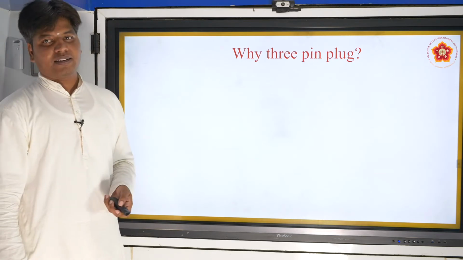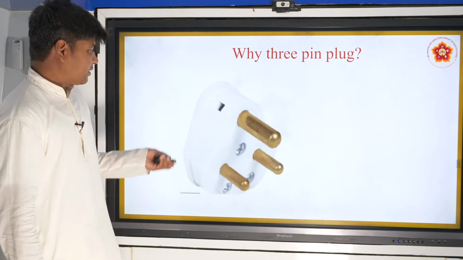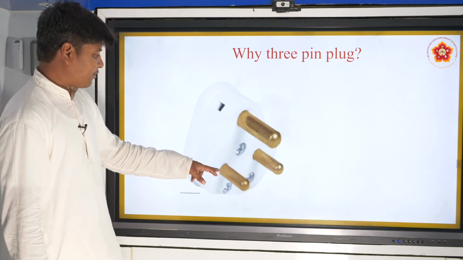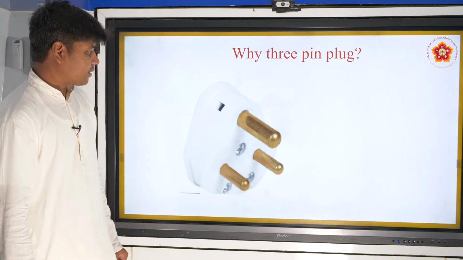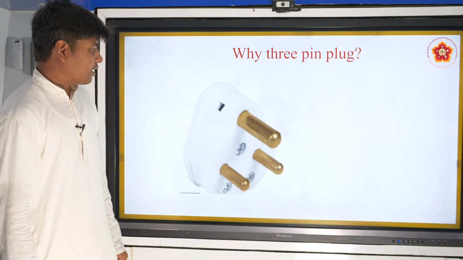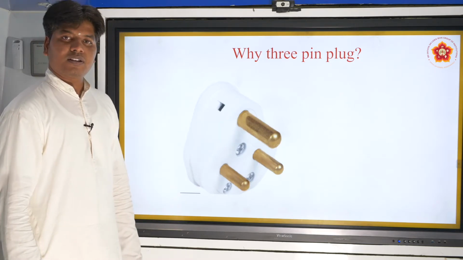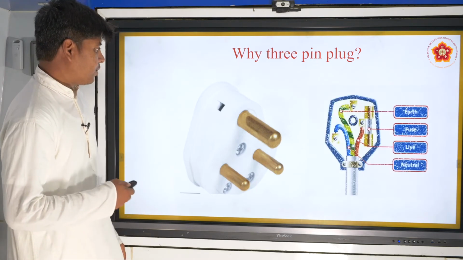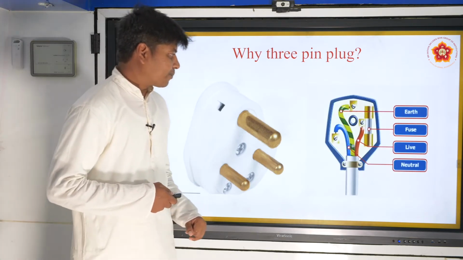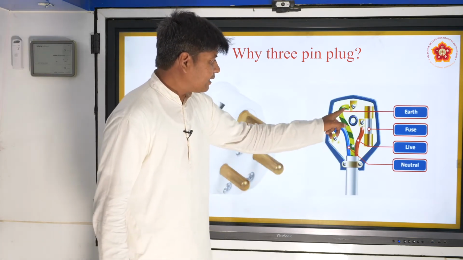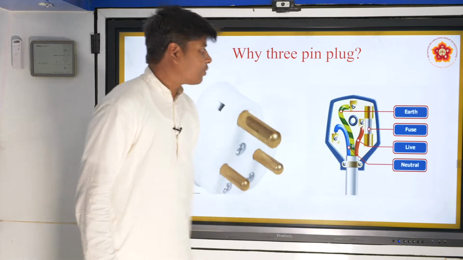Why 3-pin plug? If you see this plug, suppose this is the live wire's connection, this is the neutral wire's connection. You can see this thick, long third pin. Why is this pin useful for us? Okay, let us open it. Let us see the back end of it. Oh, so this one is live wire, one is neutral, and the third one is the earth wire.